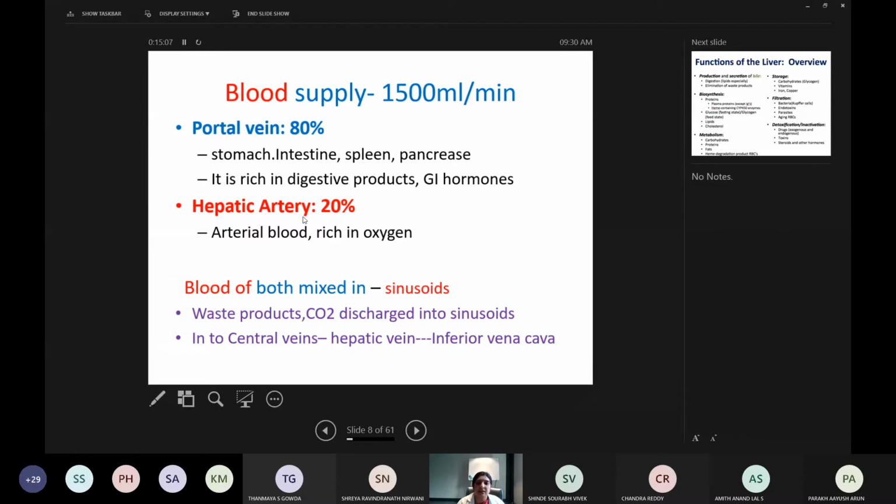Then the hepatic artery will have its contribution of only 20%, and this 20% of hepatic artery blood is very much rich in oxygen.